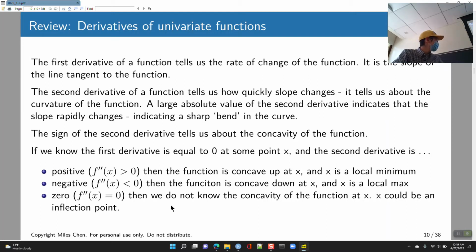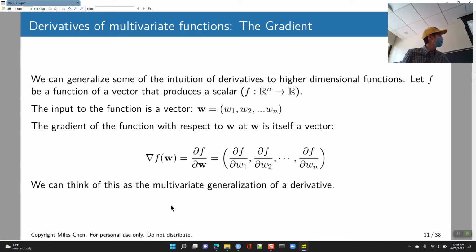And on the other hand, if the second derivative is 0, then you don't know the concavity of the function, and it could be something like an inflection point or something like that. There's stuff that could be going on, right? So this is kind of your review, I think, from 31A or something, way back then. And then we can generalize this to talk about gradients, okay?